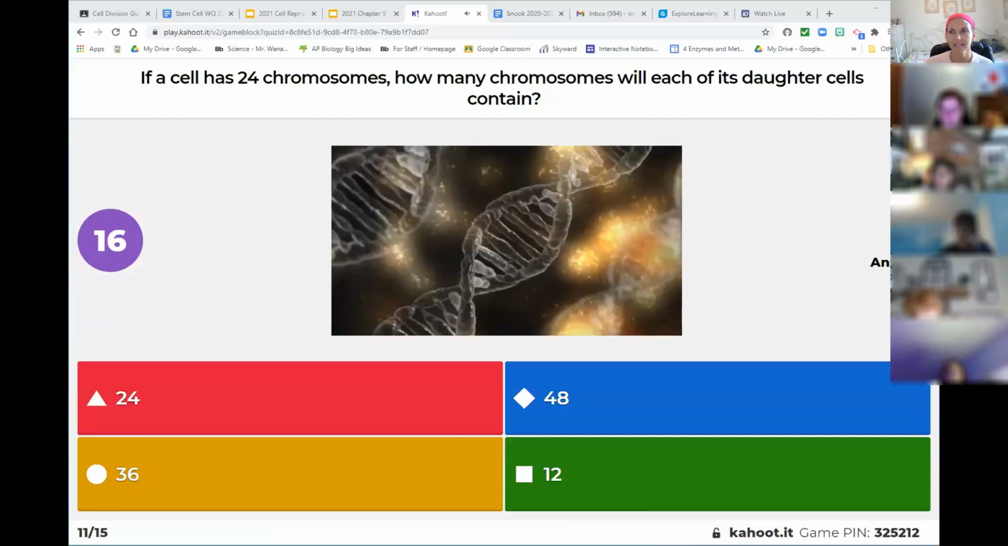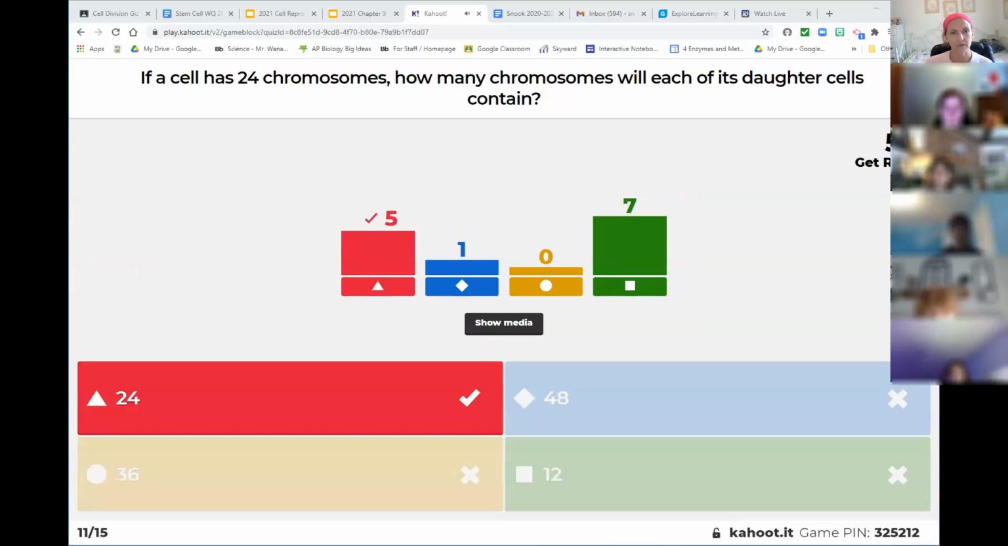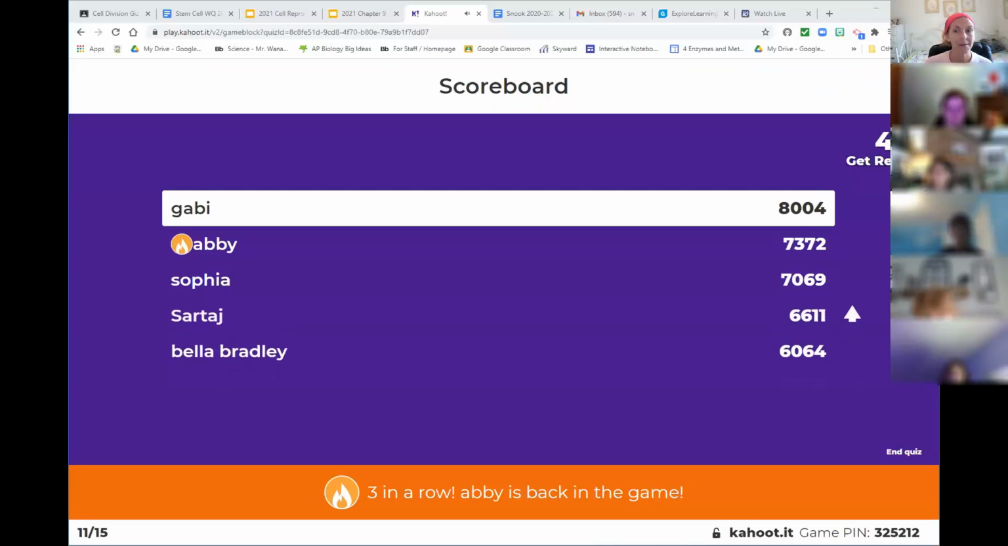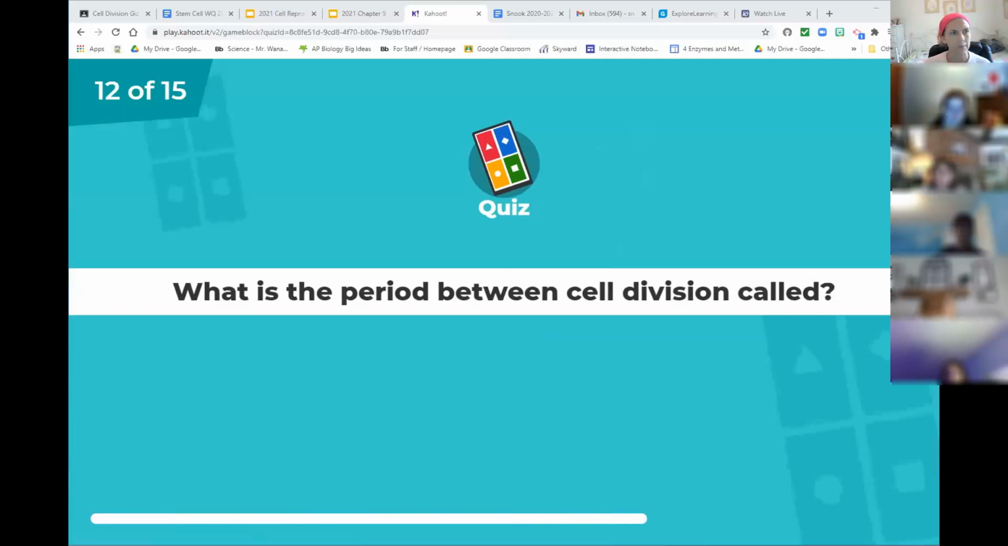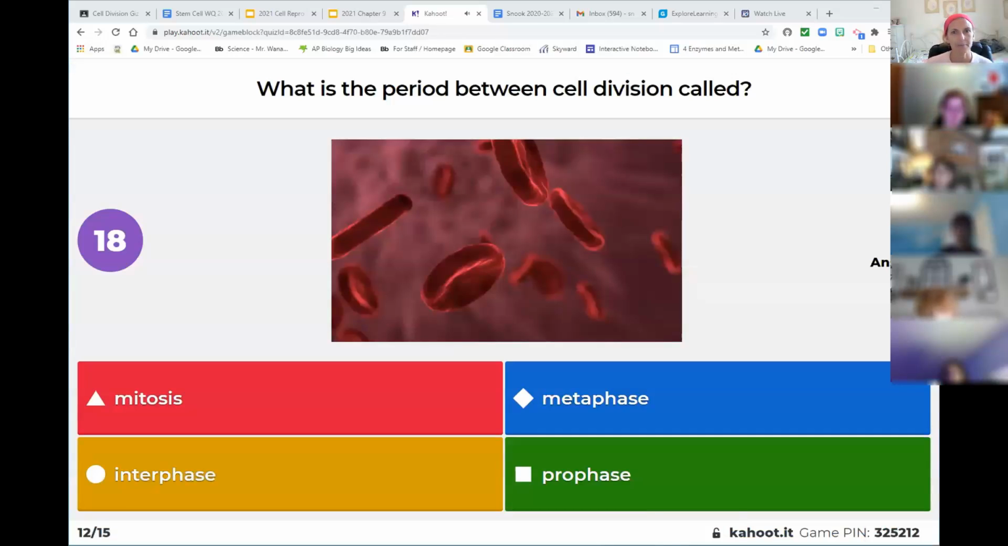This is a guaranteed test question. Given an original number, how many will the daughter cell have? You have 24 to begin with. You go through DNA replication, make copies of each of those, and then you split in half. So each cell gets a copy, 24. Otherwise, they wouldn't be identical. Abby is on a firing streak. She's in the number 2 spot. Gabby is holding tight to number 1. She is not giving it up.